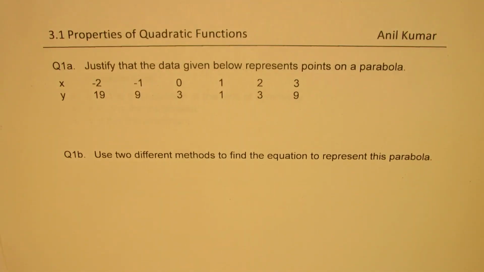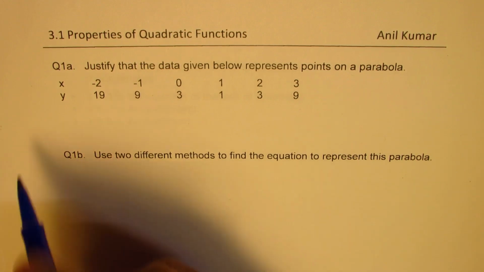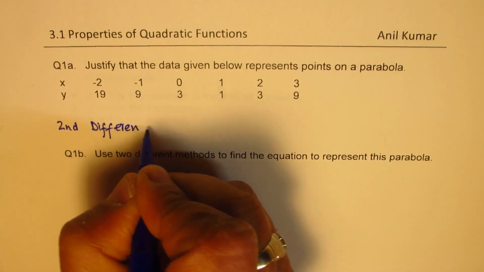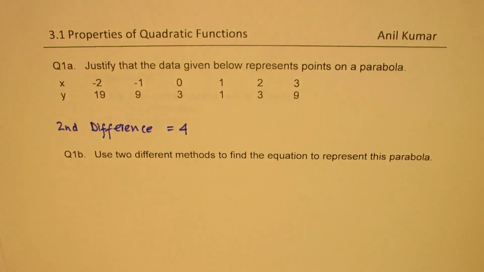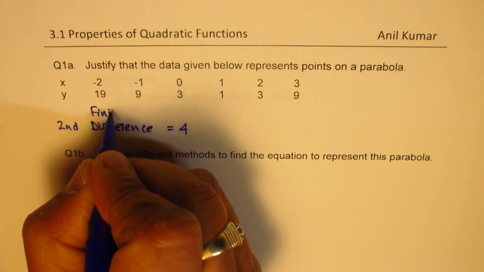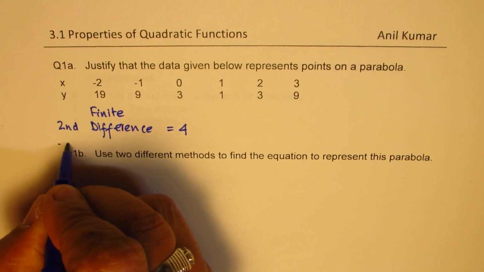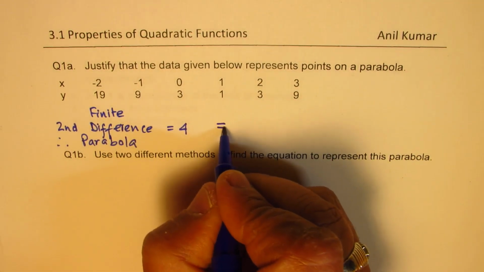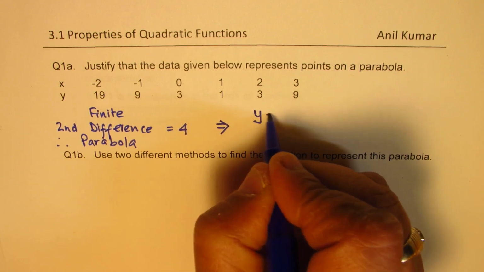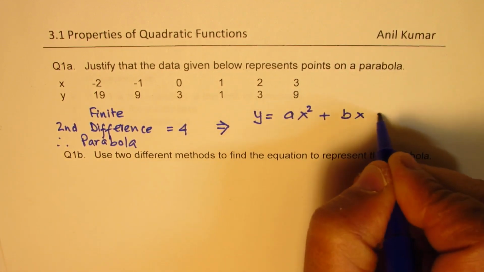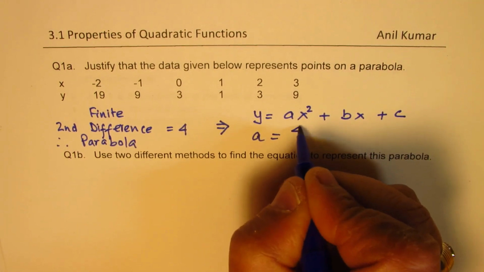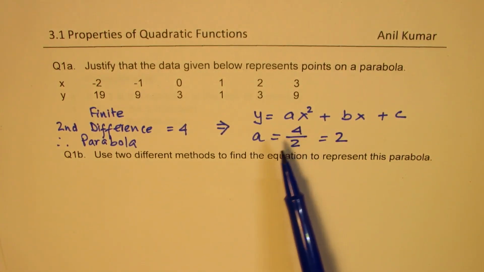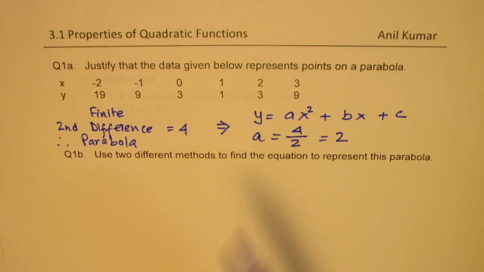So again, we'll work on the same question, and we worked out here that the second finite difference equals 4 in this case. Therefore, it's a parabola. Correct? And now that also gives you, as we just learned, that if I have an equation which is y equals ax squared plus bx plus c, in that case a will be equal to 4 divided by 2, which is 2. So as shown earlier, this is a very standard way. A is finite difference divided by 2 for a parabola.